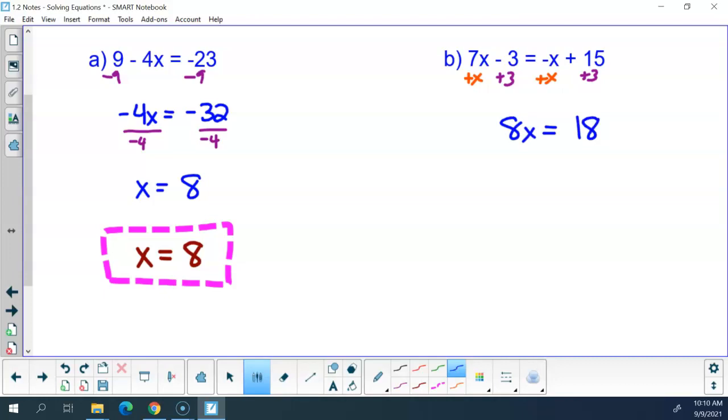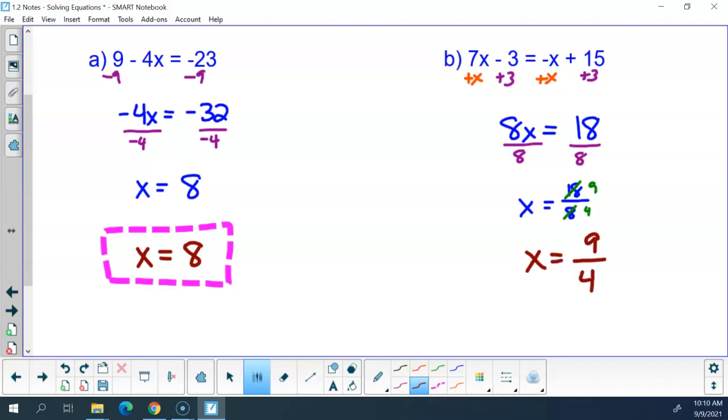That gives me 8x equals 18. Now, divide both sides by 8. Nine fourths. Okay, because I don't like 18/8. Both can be divided by 2. So I like 9/4.